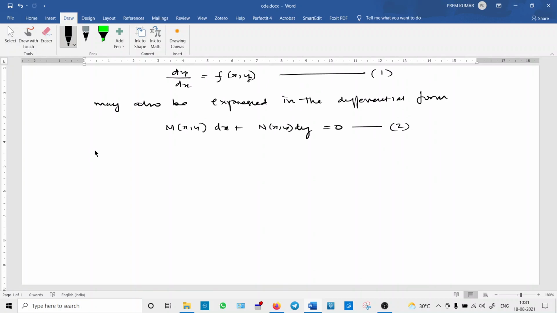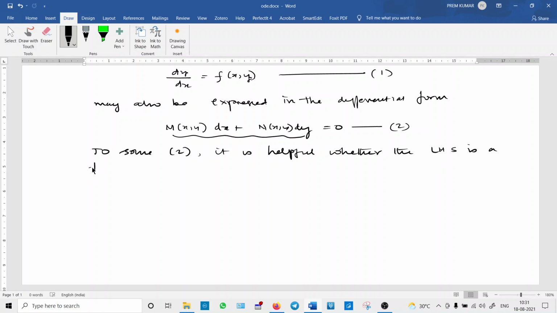So now, to solve this differential form, it is very helpful to know whether the left hand side is a total differential. So now we are going to see what a total differential is.